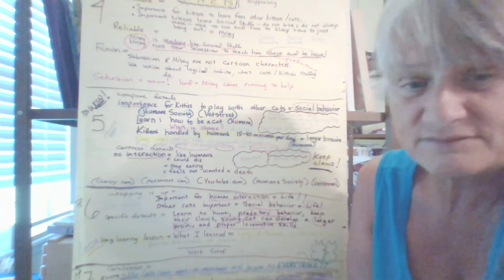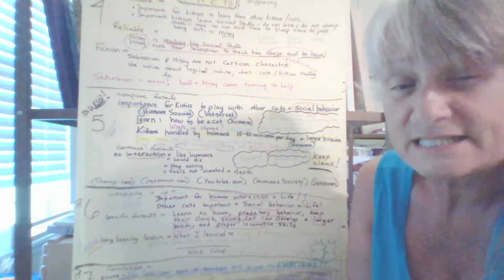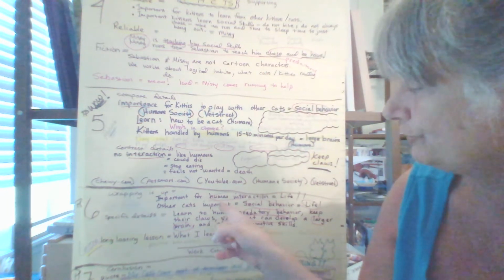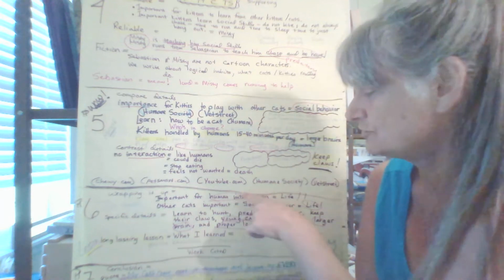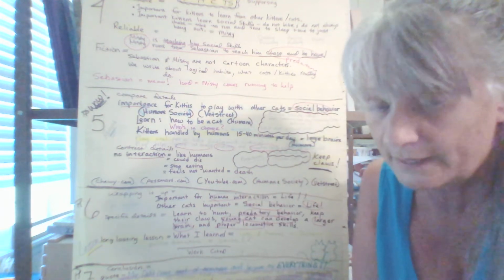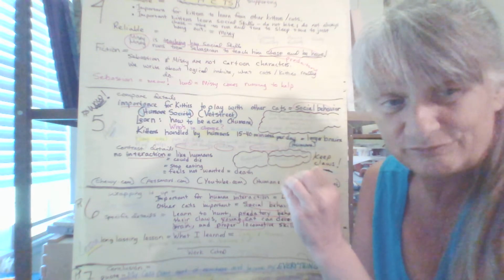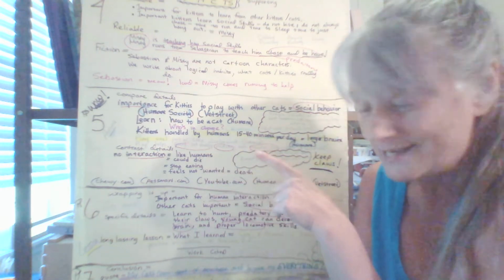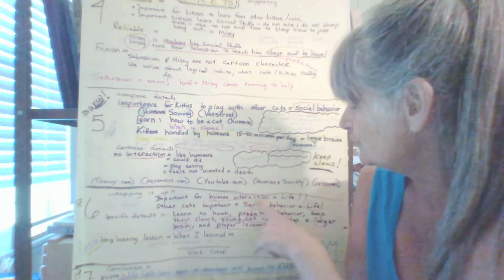Wrapping it up is paragraph 6. So I have about 11 minutes left. So important: human interaction, and I circled human interaction because I want that in my paper as well, equals life. Otherwise, we know it's death. Other cats, important social behavior.